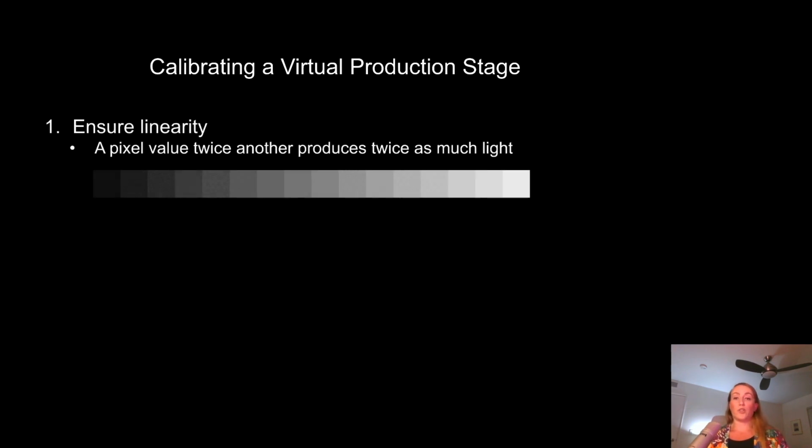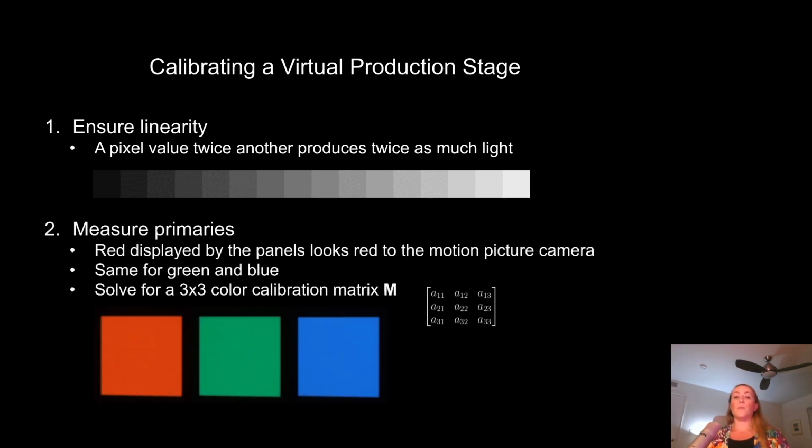So the first thing that they do is they typically ensure linearity. So a pixel value that's twice as bright as another produces twice as much light when both are displayed on the same panels. Now the next thing that you might do is to measure the LED primaries as they're seen by your camera and make sure that a red pixel value in the content that's displayed by the panel looks red to the motion picture camera, and then the same thing holds true for green and blue. Now this is typically achieved by generating a 3x3 color calibration matrix that we'll call M as in Mary, whose job it is to make sure that a primary displayed by the panel actually looks that color to the camera.